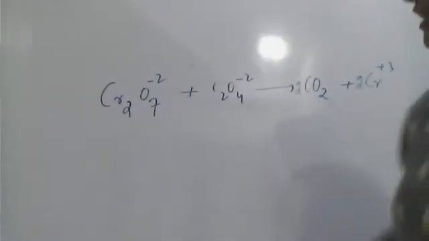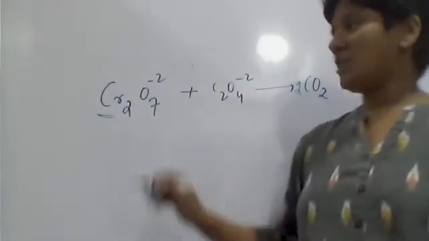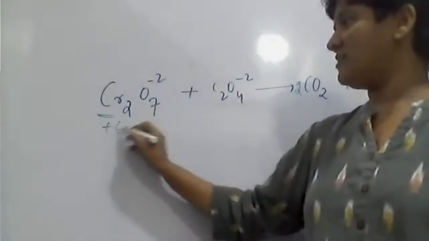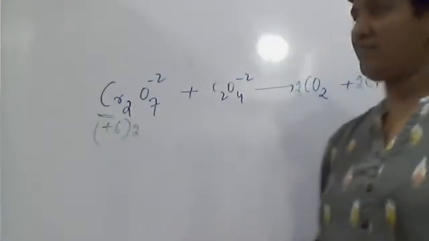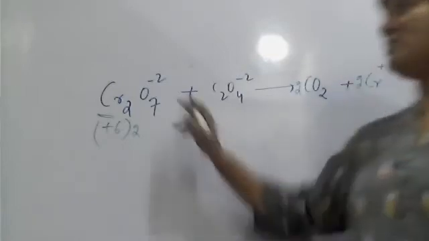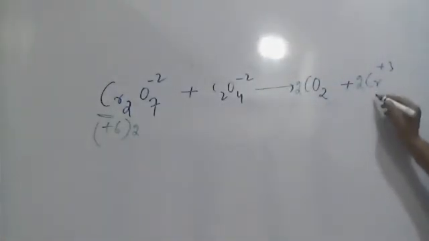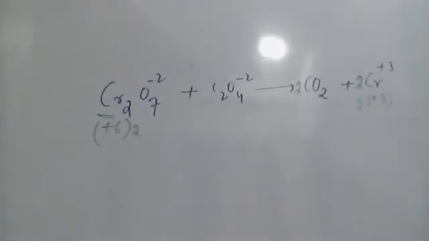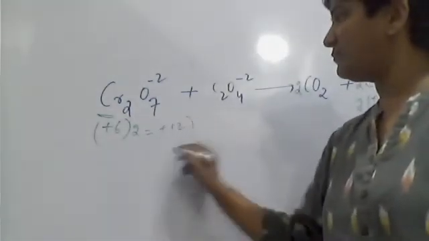If you see here, the chromium oxidation state: for 1 it is +6, and 2 chromium is there, that is +12. It will be +12. The oxygen will not change. And next, in the product, 1 chromium is +3, and 2 chromium into 3 means it is +6, whereas in the reactant it is +12.